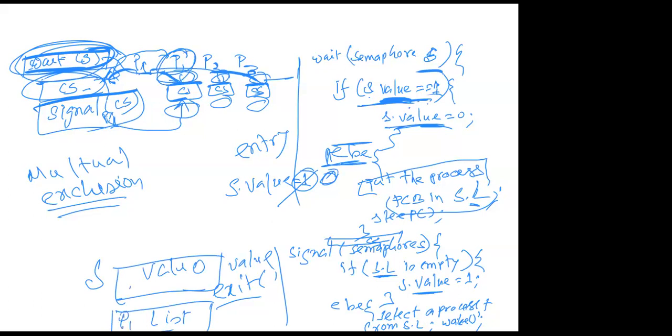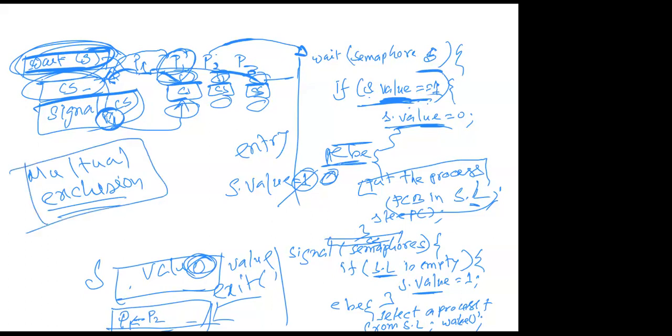Next, let's say process P2 is also trying to enter the critical section. It will see the value field is 0, so it will go inside this queue list. First P1, and then P2 will be in the list. You can see that at a given time only one process can enter the critical section. So the semaphore satisfies mutual exclusion.